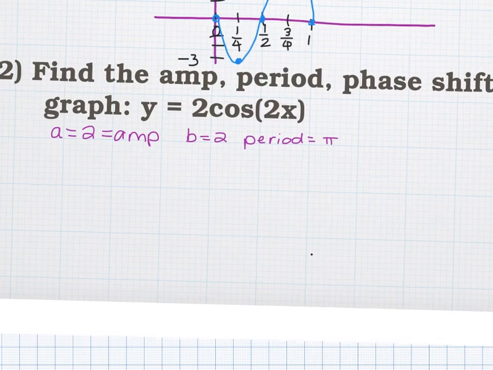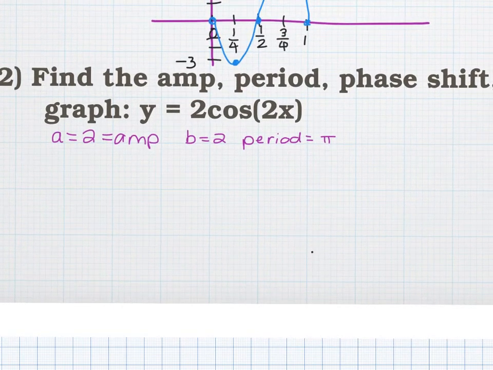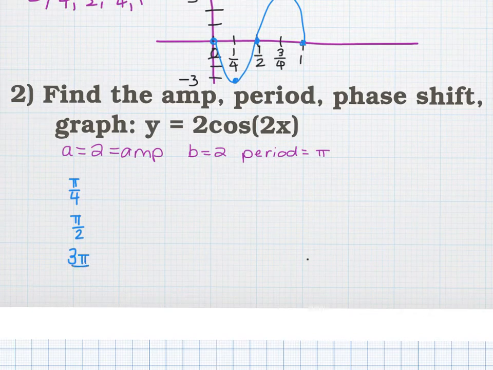Okay, 2. So A was 2. It's positive, so that's still my amplitude. B is now 2. The period is now 2 pi over 2, which is pi. And then multiply that times a fourth, a half, and 3/4. Then I would have gotten pi over 4, pi over 2, 3 pi over 4. The first one is 0. The last one is pi.